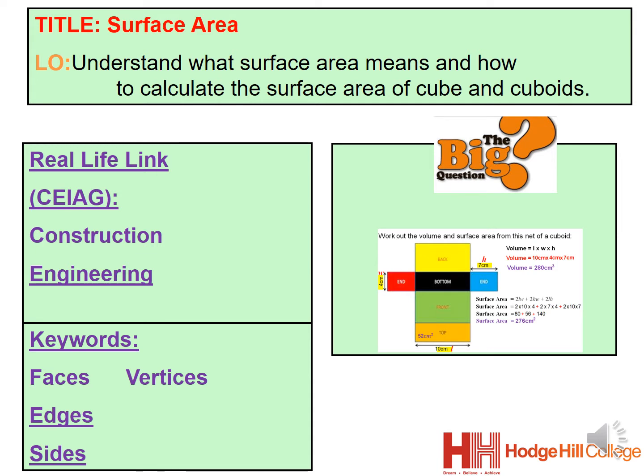Some of the keywords you may see again are faces and sides. Linked to the previous lessons in the big question that you may be able to use in this lesson, if you'd like to have a go, is using nets to calculate surface areas of cubes and cuboids.